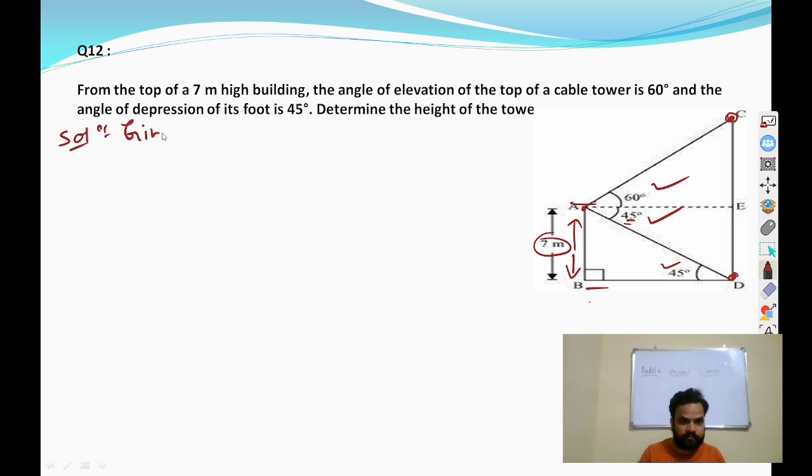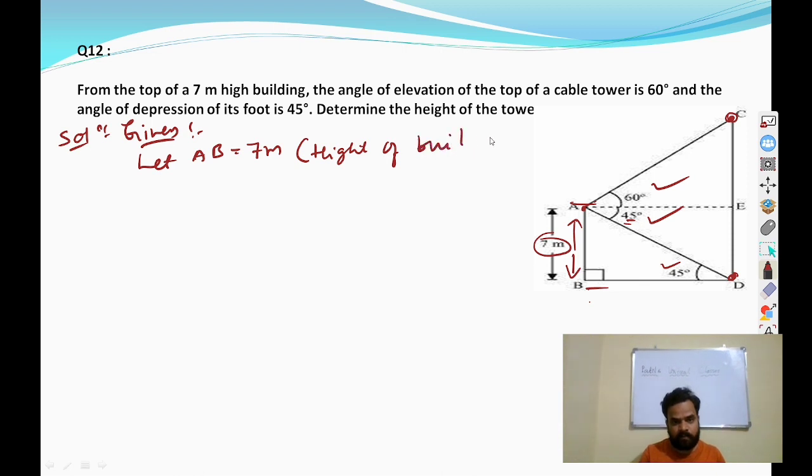Write given. Here I will take, let AB equals 7 meter. What is this? Height of building. Right? So then I will take CD is the height of the tower.